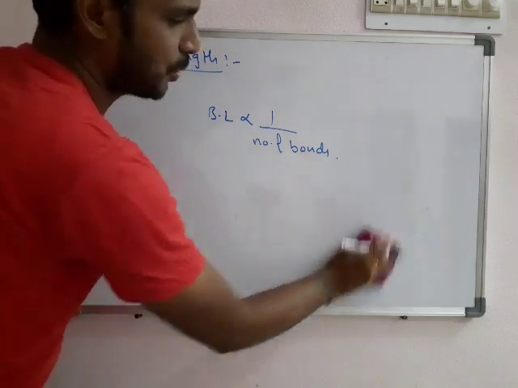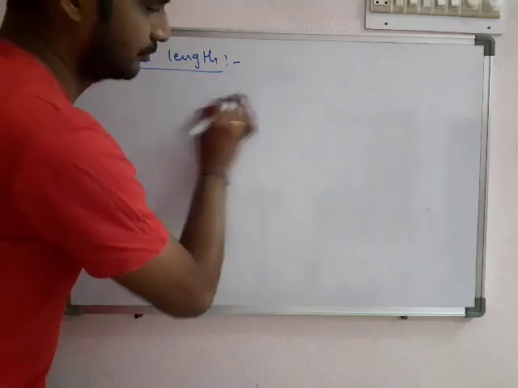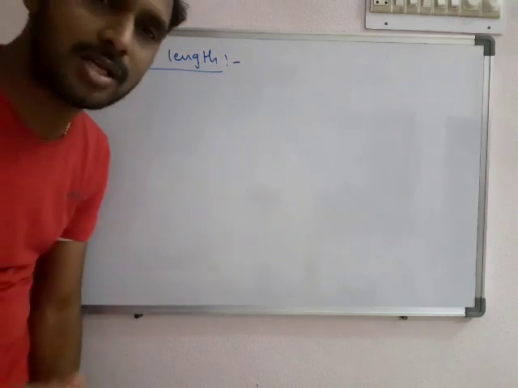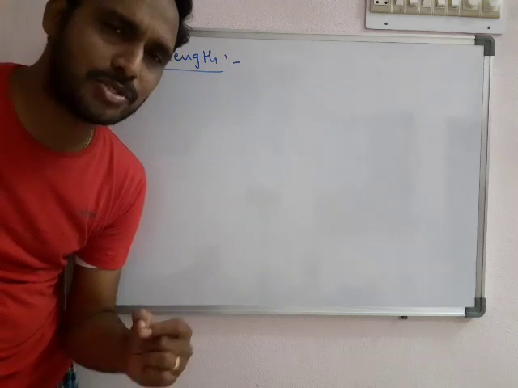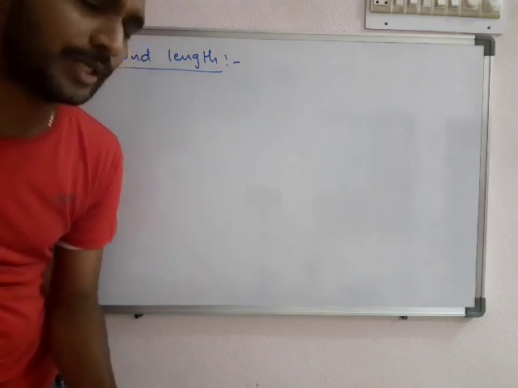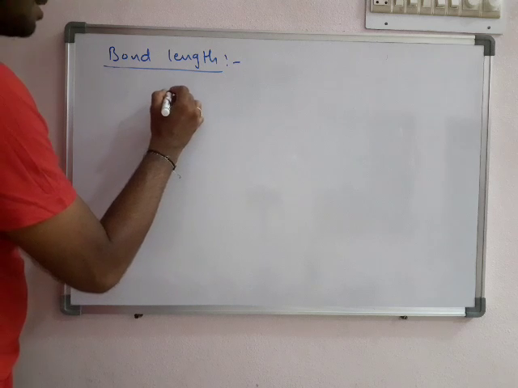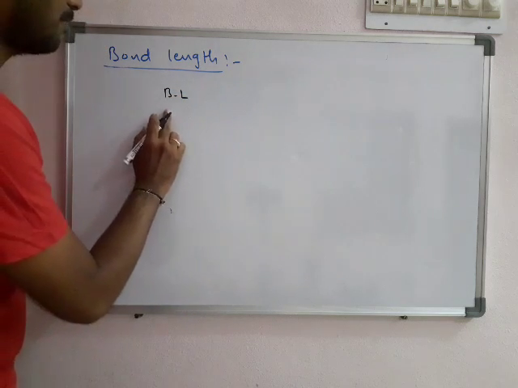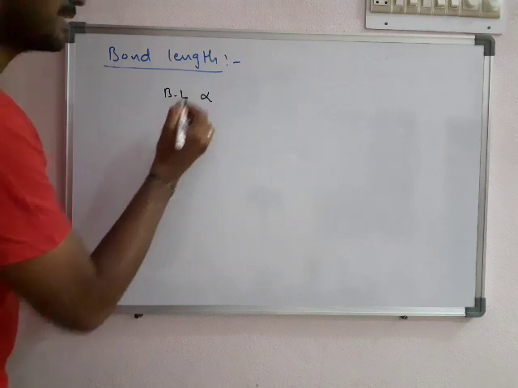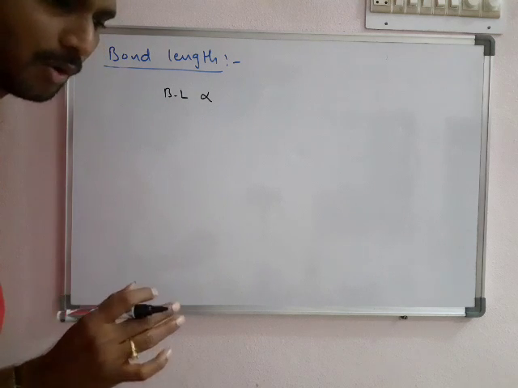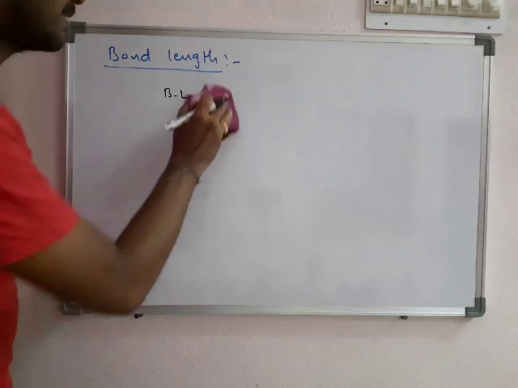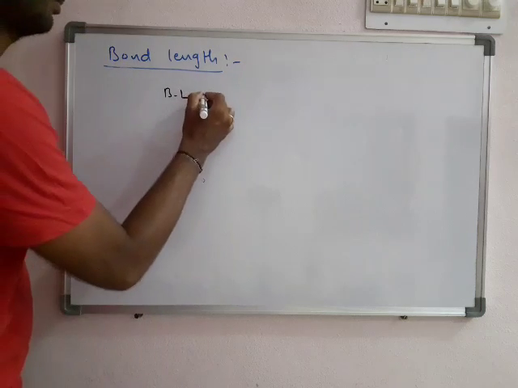Bond length also depends on hybridization. So how does it depend on hybridization? Actually, you can say bond length is directly proportional to S character. More S character, bond length is less. Sorry, it is inversely proportional to S character.